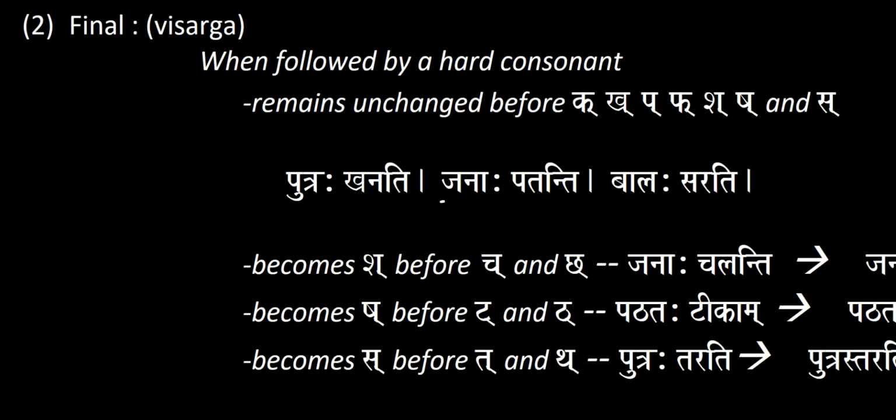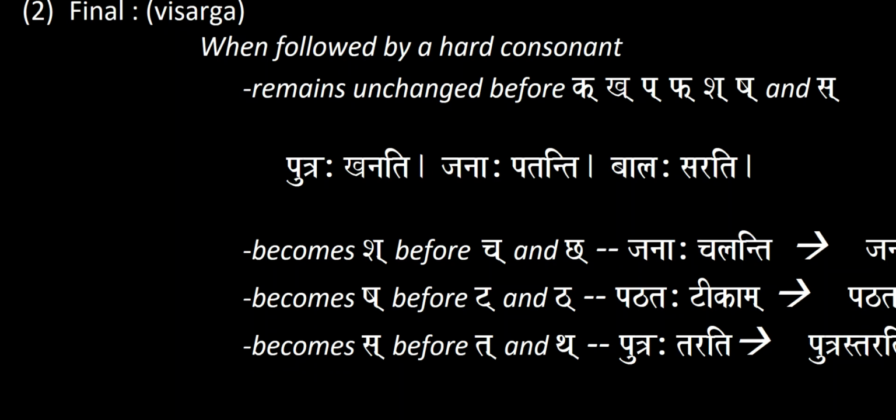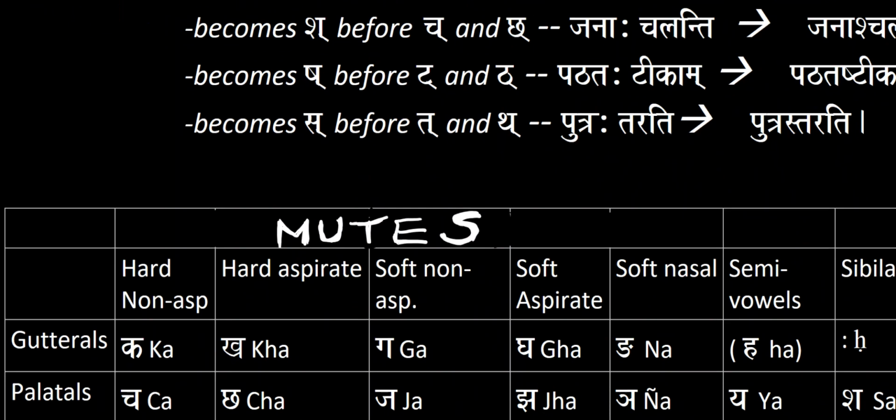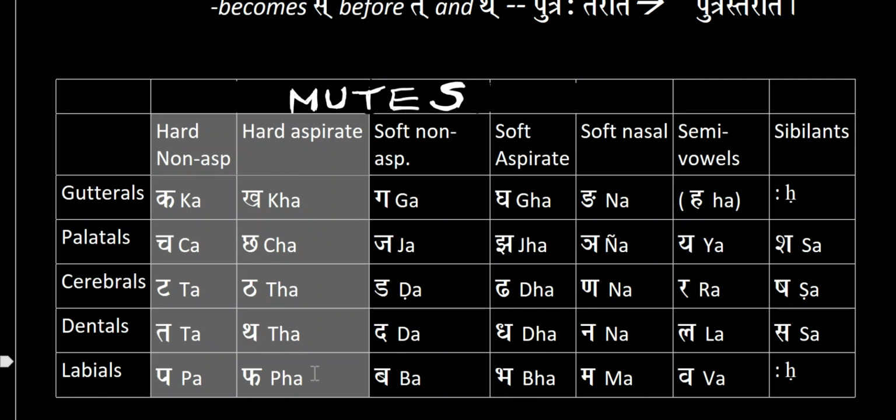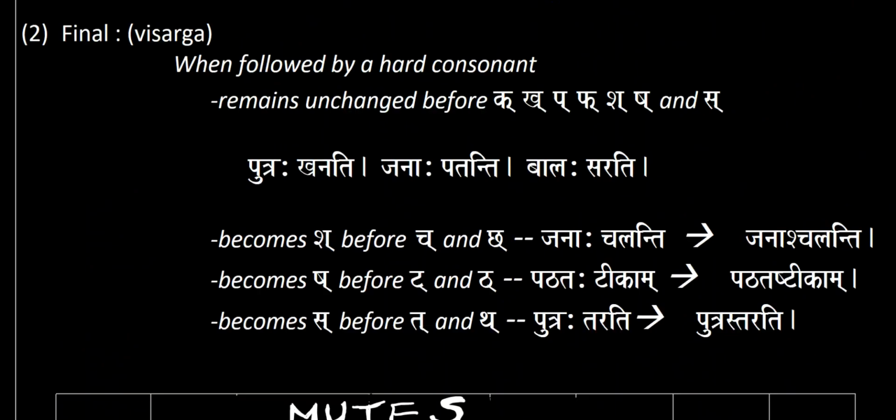Now that we can recall what a visarg is, let's go over the rules. We will be touching upon what happens to it when it is followed by a hard consonant. And this is where that table that I gave you in the very beginning of this course, when we were learning about the letters, comes in. Memorizing the consonants in this format is going to be very helpful for you. The hard consonants are highlighted in the first two columns here in the table. These are all your hard consonants, so these are the letters that we will be focusing on.